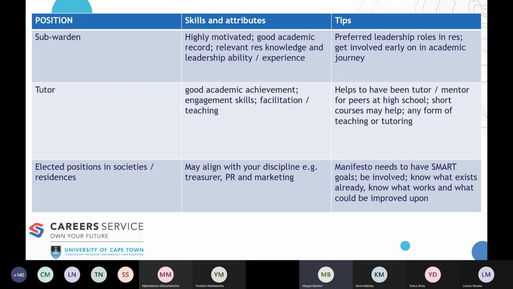You're going to have to think about engagement skills, being able to facilitate and teach students. And obviously, tips to be able to stand out above the rest of the applicants would be having been a tutor or mentor, possibly at your high school, for peers within your grade. Certain short courses may help, and any form of teaching or tutoring outside of academia would also be helpful.